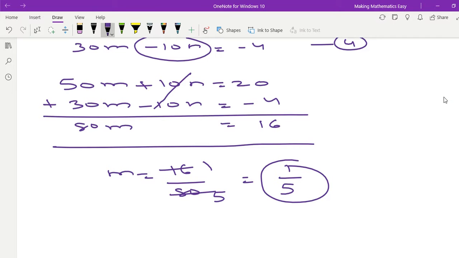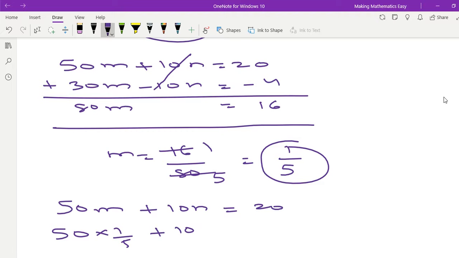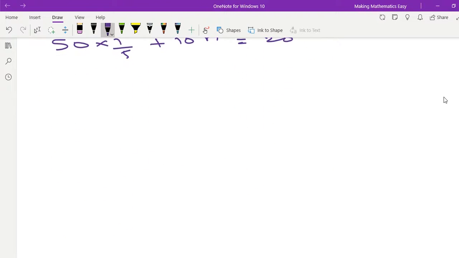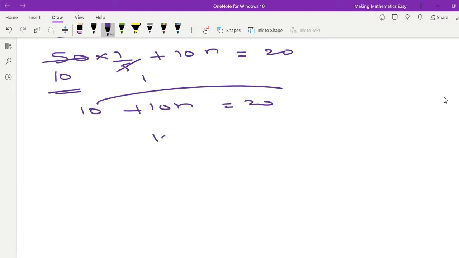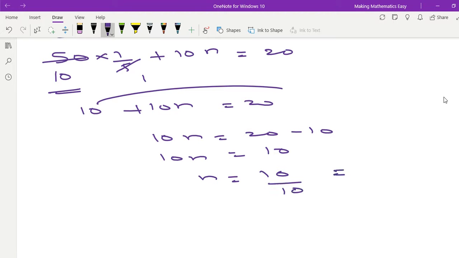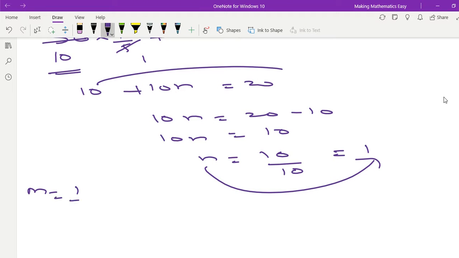Now let's find out the value of n. So let's substitute this in equation number 3, which is this equation. So 50m plus 10n is equal to 20, which is 50 into 1 upon 5 plus 10n is equal to 20. So if you solve this, you will get 10 over here. 5 ones are 5, 5 10s are 50, so the answer is 10 over here. So this is 10 plus 10n is equal to 20. Now you need to send this 10 to the right hand side. So that will be 20 minus 10, which will be 10. And this is 10n. 10 divided by 10 is 1. Okay, so now we have got the value of m and n, which is 1 upon 5 and n value is 1.